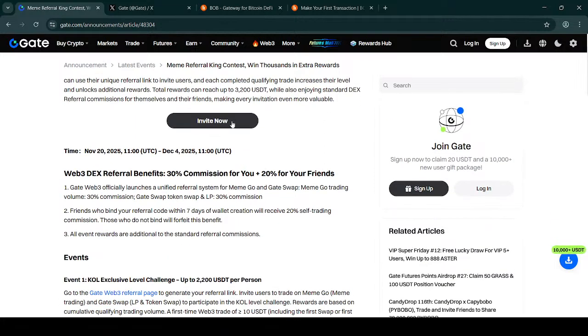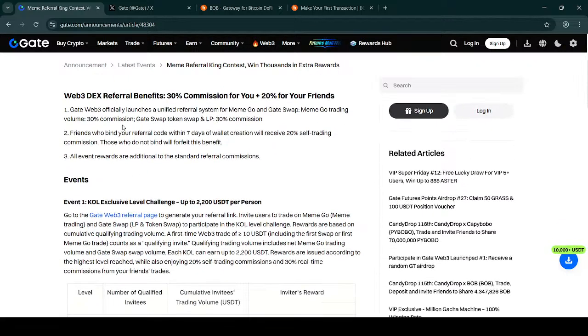Invite now, guys. The event starts November 20 and ends December 4, 2025, at 11 UTC. So for Web3 DEX referral benefits: 30% of the commission for you and 20% for your friend.